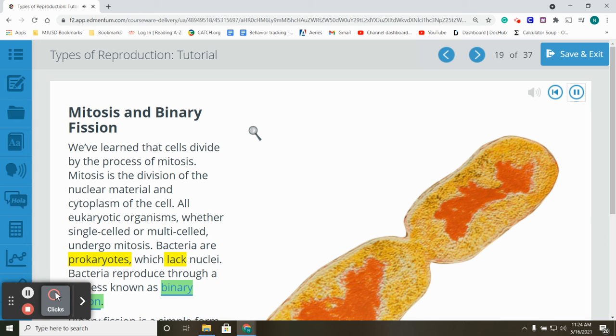Bacteria reproduce through a process known as binary fission. Binary fission is a simple form of reproduction where a bacterium copies its DNA. Then it elongates and pulls the DNA copies toward the opposite ends of the cell. The cell membrane then pinches in, just like in mitosis, forming two new cells.